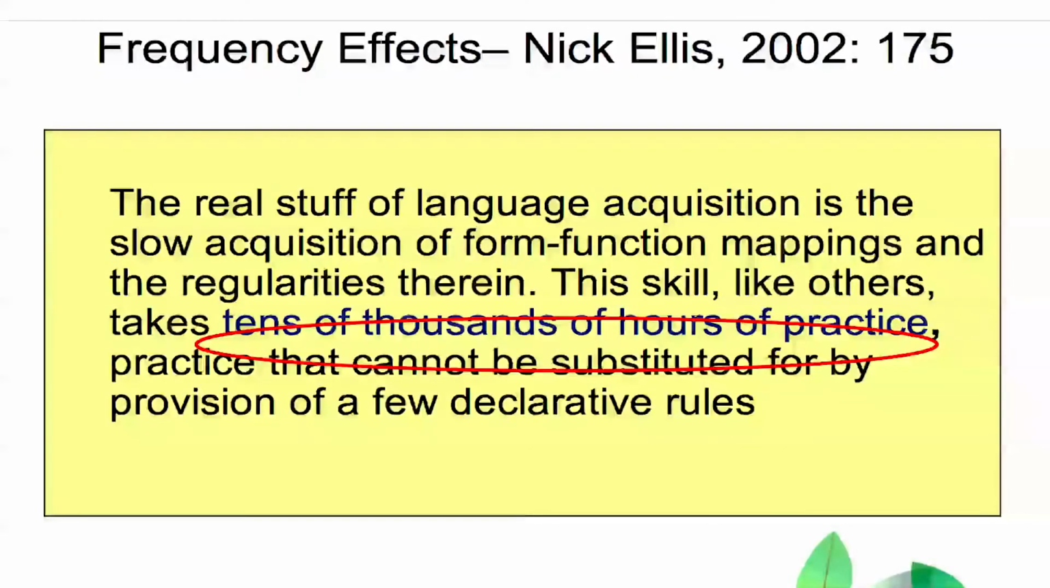Another one is frequency effect. This one is from Nick Ellis, not Rod Ellis, but Nick Ellis. Nick Ellis is a second language researcher, SLA specialist. It's not easy to read his stuff, but I think I have one nice quotation from him. This is what he said. The real stuff of language acquisition is the slow acquisition of form-function mappings and the regularity therein. Does it remind you of anything that we saw early on? The forming of the patterns, meaningful patterns in the student's head. And this skill, like others, takes thousands of hours.